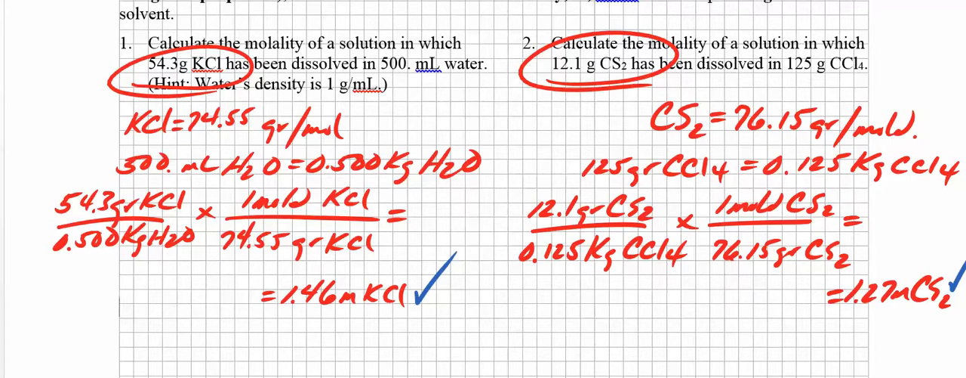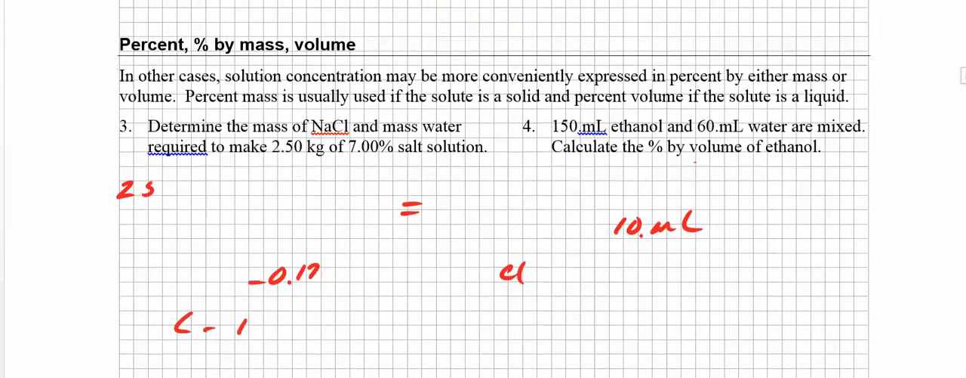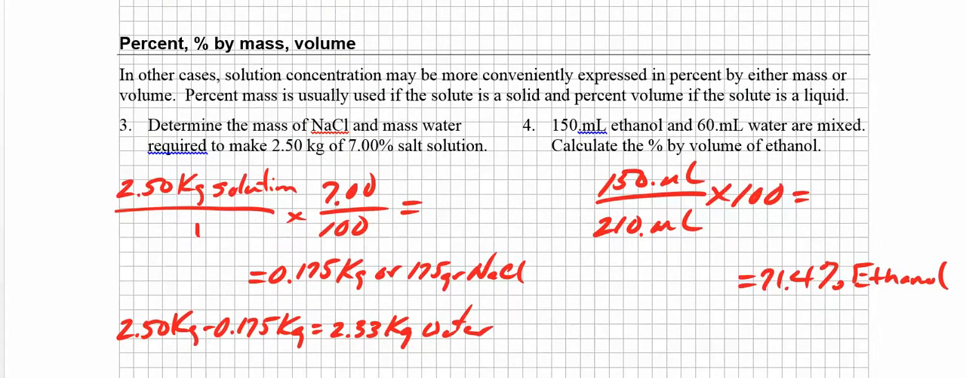All right, number two, percent by mass and percent by volume. Let's take a look. Here's what it says. Number three says, in other cases, solution concentration may be more conveniently expressed by percent, either mass or volume. Percent mass is usually used if the solute is a solid, and percent volume if the solute is a liquid. So let's look at number three.